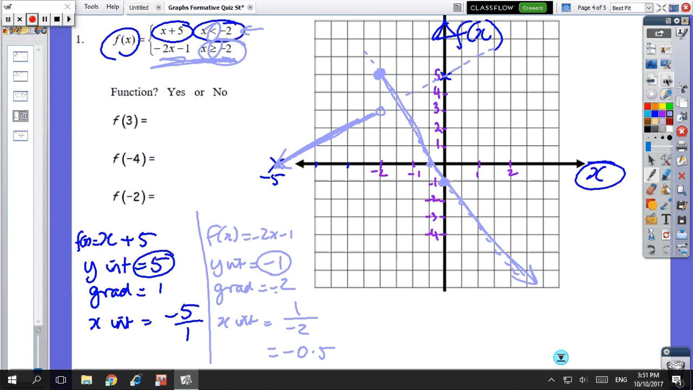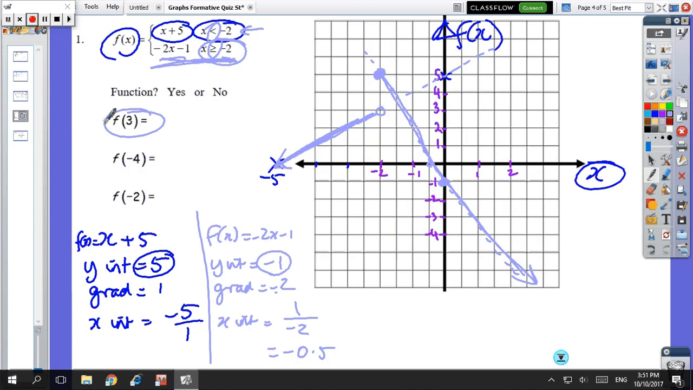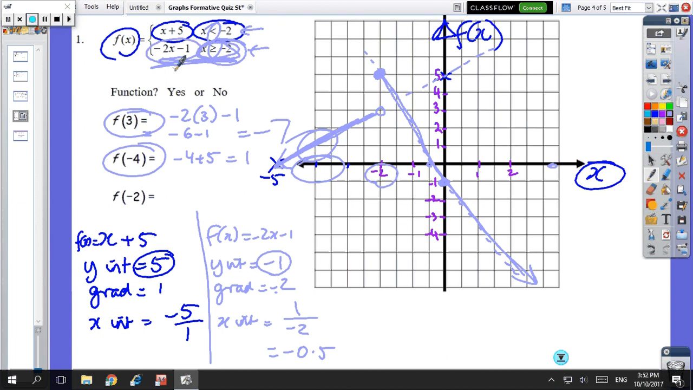Okay, one to go, and this one you'll do yourself. Oh, if I go back a bit, sorry, we have to find these values. So f of 3 is over here, which means we use that function. So f of 3 equals minus 2 times 3 minus 1 equals minus 6 minus 1, so the answer is minus 7. f of minus 4 is over here, which means you use the top line, so it's minus 4 plus 5, so the answer is 1. And f of minus 2 is right there, and so we use that line. So we get minus 2 times minus 2 minus 1 equals 4 minus 1, so the answer equals 3.